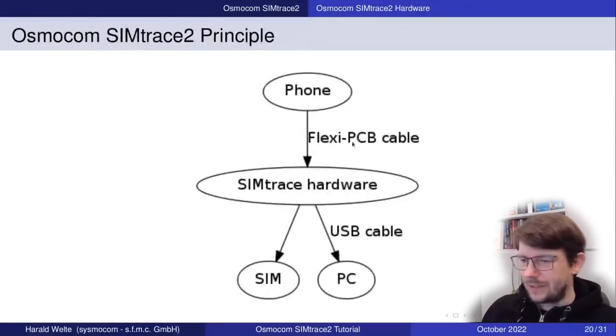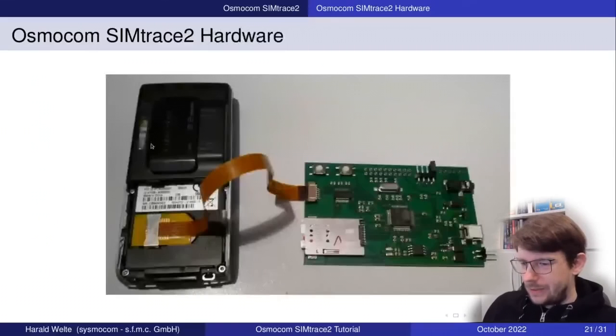So the logical setup looks like this. You have some kind of phone into which you insert a flex PCB cable that connects to the SIMtrace hardware. And the SIMtrace hardware then has a SIM inserted and has a USB cable to your USB host PC, embedded board, whatever it is. And all the communication between the phone and the SIM is passed through transparently, but logical protocol traces can be sent over USB to the PC, where some software such as Wireshark and the SIMtrace2 Sniff program can interpret this information.